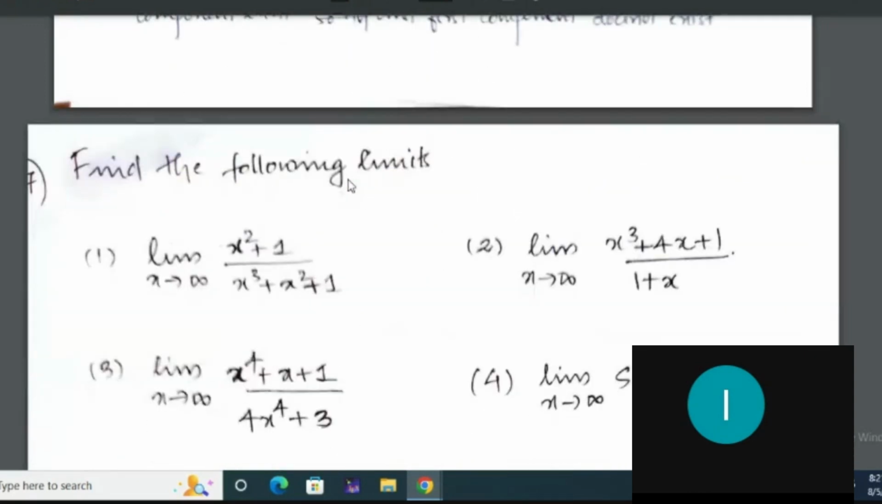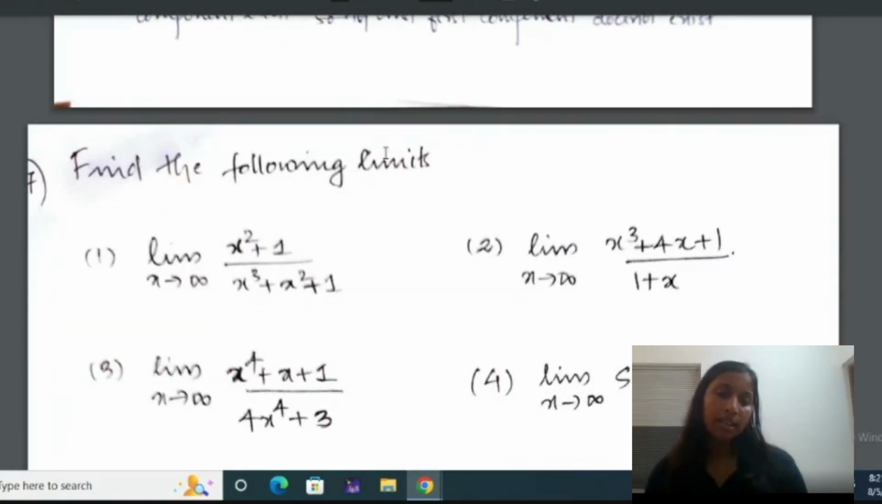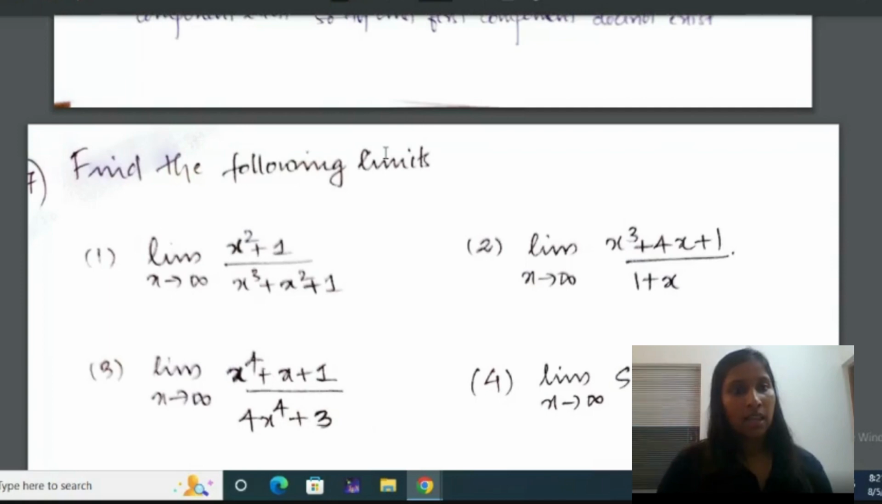Okay. So the next question is like this. This is another concept, not concept, another way of finding limits. Find the following limits. So here we have to find the limit at infinity. Four options are given.